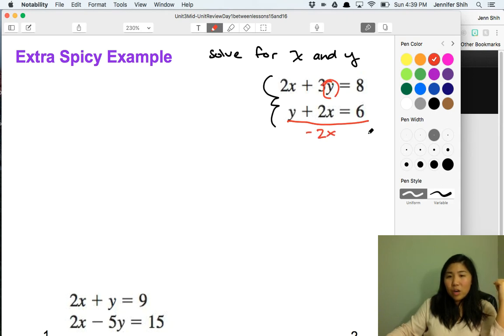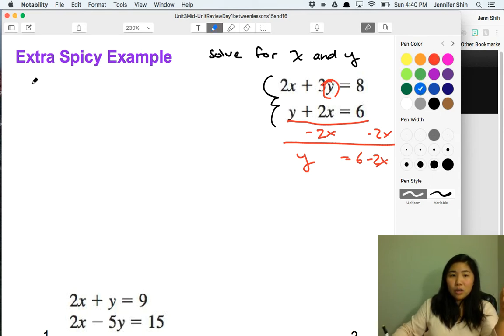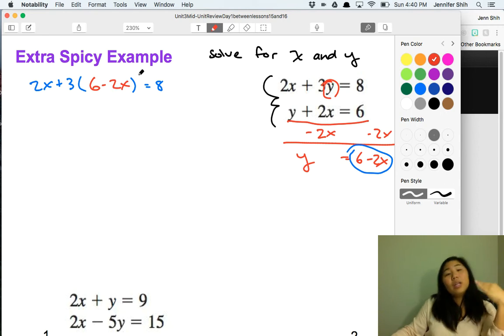So I'm going to subtract 2x on both sides. Y is equal to 6 minus 2x. Okay. Now instead of y, I'm going to rewrite this equation, 2x plus 3 parentheses equals 8. Now instead of y, I'm just going to write what's in here. Instead of y, I'm going to write 6 minus 2x. So if you need to make a note on how you're going to remember that in your notes, make sure you write that down. And now I'm going to show you how I simplify this.